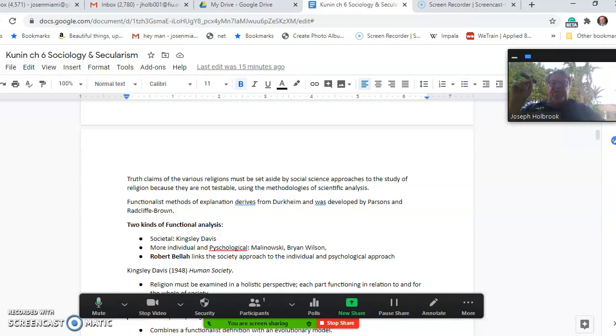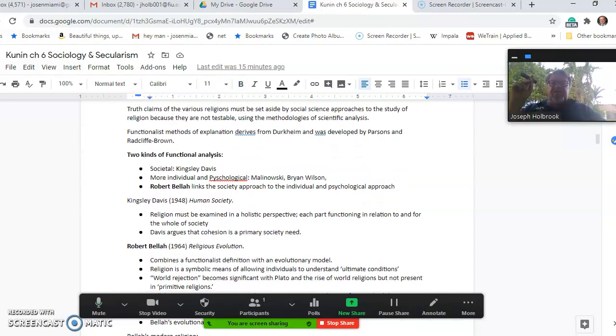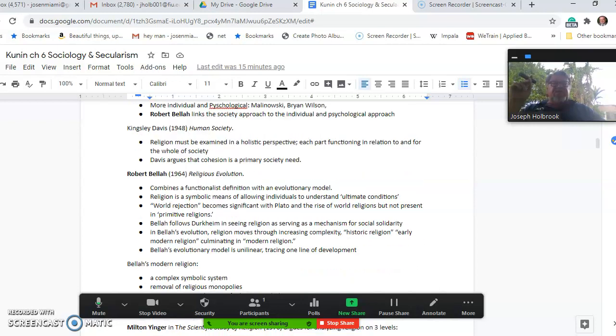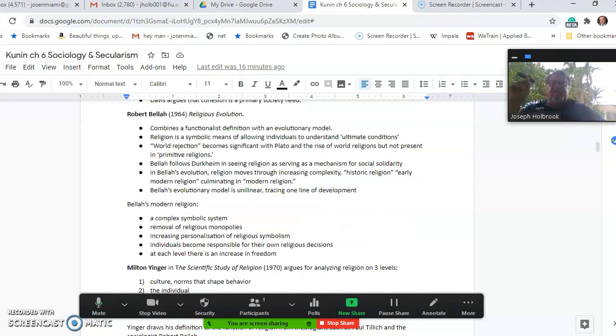Two kinds of functional analysis: societal, which is represented by Kingsley Davis, who I have not read. More individual and psychological would include Malinowski and Bryon Wilson. Robert Bellah links the society approach to the individual and psychological approach, somewhat similar to Weber. Kingsley Davis wrote The Human Society in 1948, which is a textbook. Robert Bellah in 1964 wrote Religious Evolution, or The Evolution of Religion, which I have read and was very impressed by.